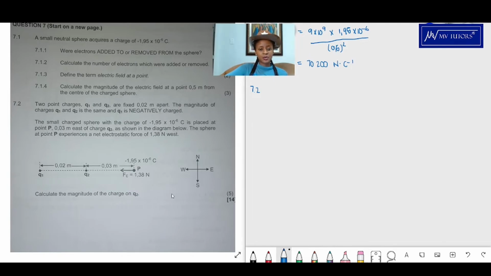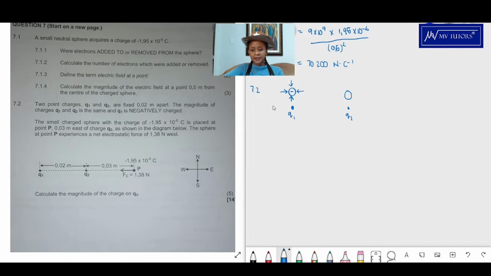Okay, as you can see, this is where point P is, which is 0.03 meters east of Q2, as shown in the diagram below. The sphere at point P experiences a net electrostatic force of 1.38 Newton west. Okay, so here we have Q1. We know that it is negative. Okay, so it's a negative charge. And with a negative charge, if you were to draw electric field lines, they all go in. Okay, then you have Q2. We don't really know the charge there. And then we have P.